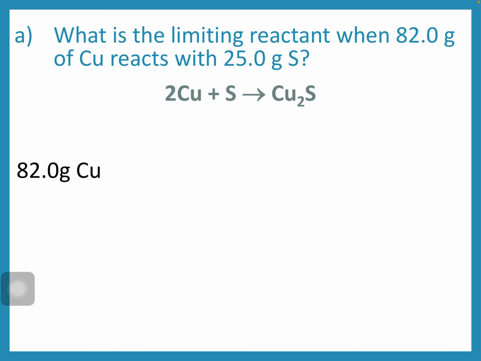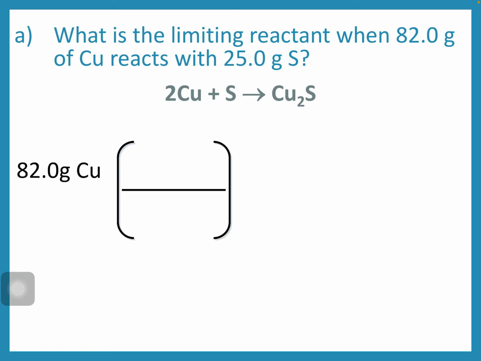So I'm going to take 82 grams of copper. Using its molar mass, I'm going to convert to how many moles that is. Then using my coefficients from the balanced equation, I'm going to use my mole to mole ratio of copper to sulfur to determine how many moles of sulfur would be needed for that, and then my molar mass of sulfur to determine what mass of sulfur I would need. So that will give me the mass of sulfur I would need for 82 grams of copper. And then we'll see, 25 grams of sulfur is what I actually have. So we'll see if the amount of sulfur that's needed is more or less than 25.